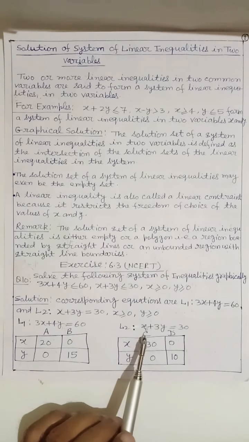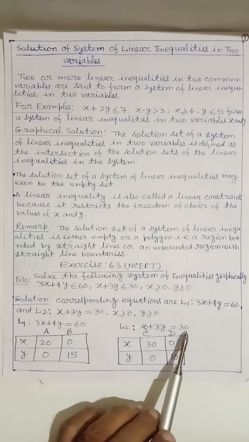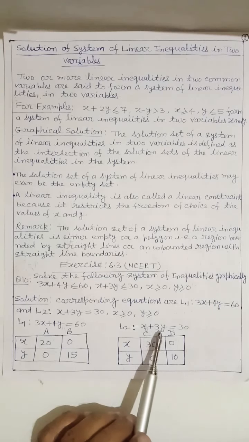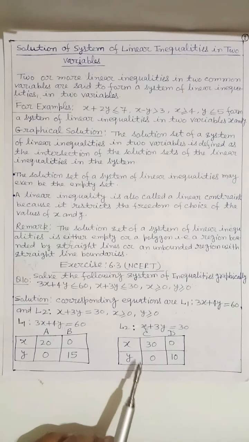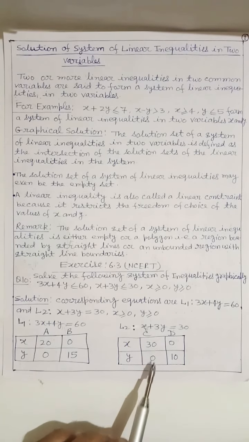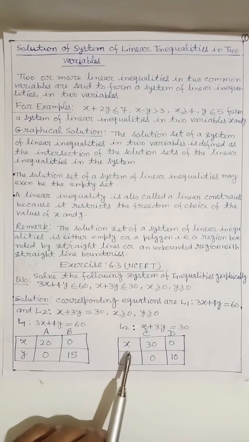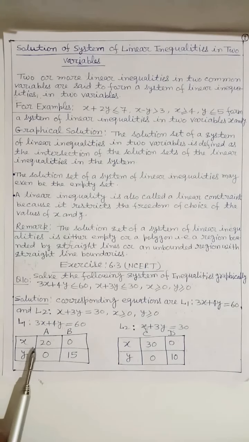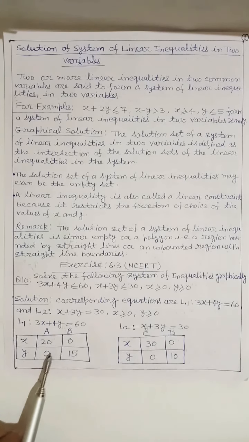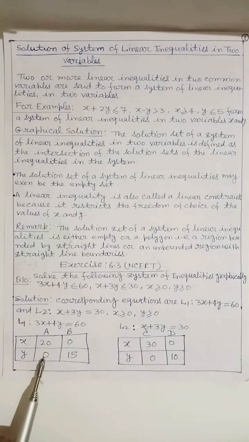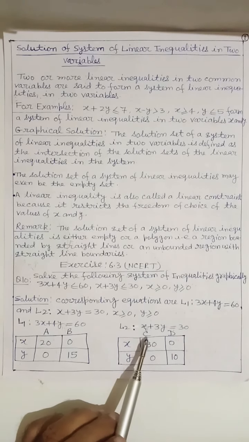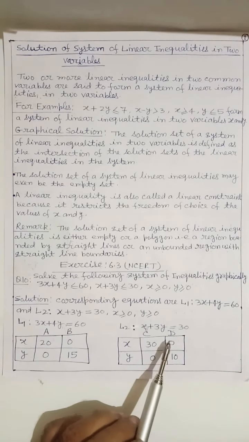For line L2, x plus 3y equal to 30, the table of values is: if x is equal to 30, corresponding y equal to 0, and if x is equal to 0, corresponding y equal to 10. So here 20, 0 represents point A, 0, 15 represents point B, 30, 0 represents point C, 0, 10 represents point D.